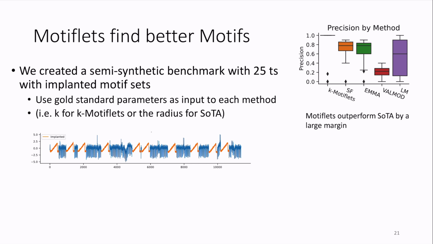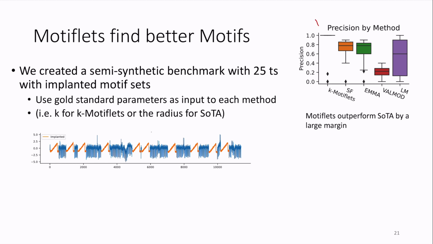We also argue that motiflets find better motifs. For that, we created a semi-synthetic benchmark with 25 time series with implanted motif sets. As we implanted the motif sets, we know the gold standard parameters, which we used as input to each method, like K for K-motiflets and the optimal radius for state-of-the-art. And as you can see to the right, motiflets outperform state-of-the-art by a large margin in precision.